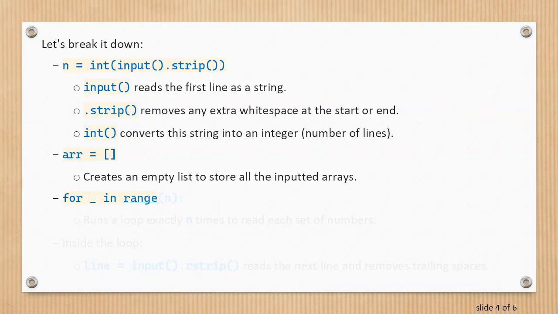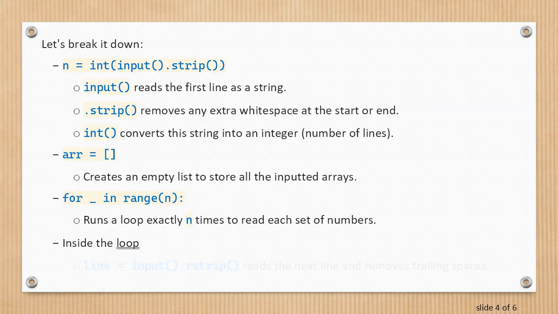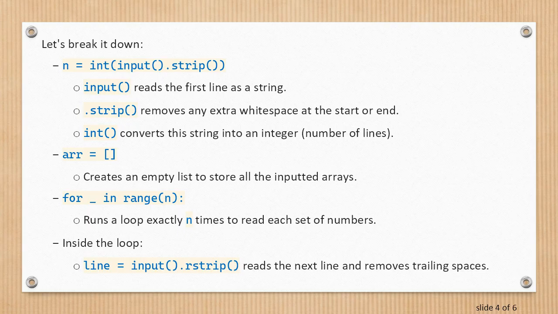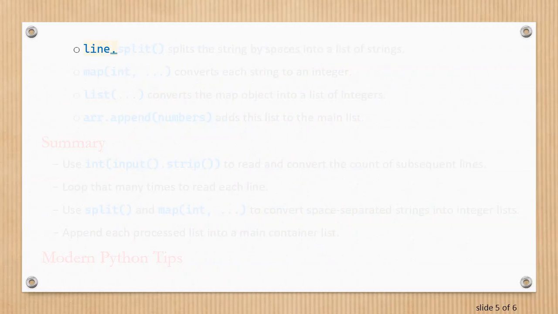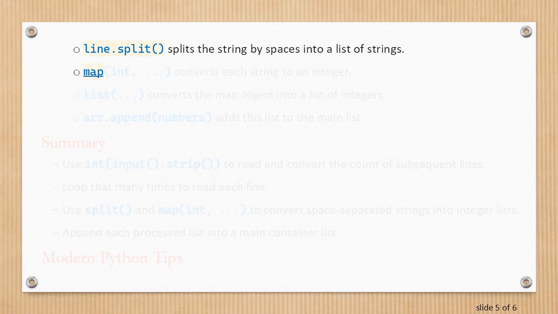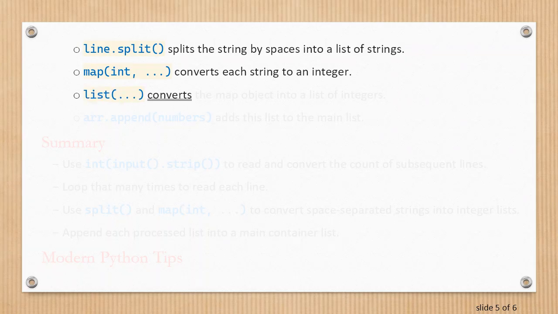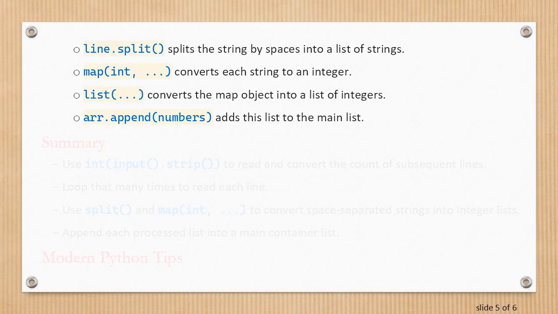for _ in range(n) runs a loop exactly n times to read each set of numbers. Inside the loop, line = input().rstrip() reads the next line and removes trailing spaces. line.split() splits the string by spaces into a list of strings. map(int, ...) converts each string to an integer. list() converts the map object into a list of integers. arr.append(numbers) adds this list to the main list.